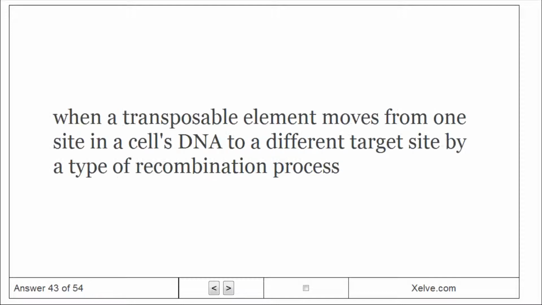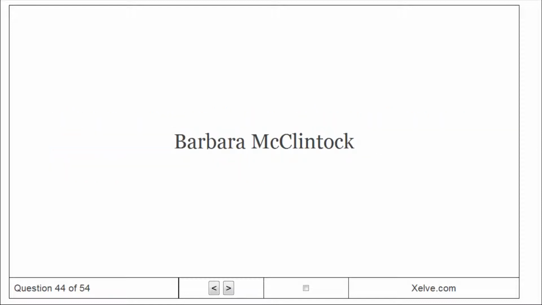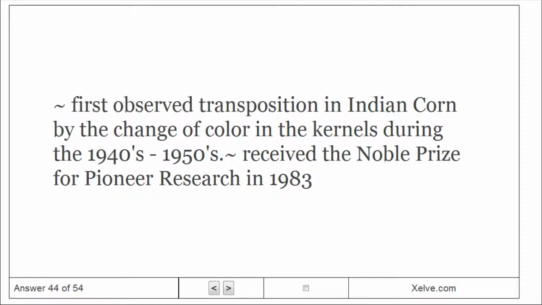Transposition. When a transposable element moves from one site in a cell's DNA to a different target site by a type of recombination process. Barbara McClintock. First observed transposition in Indian corn by the change of color in the kernels during the 1940s and 1950s. Received the Nobel Prize for pioneering research in 1983.